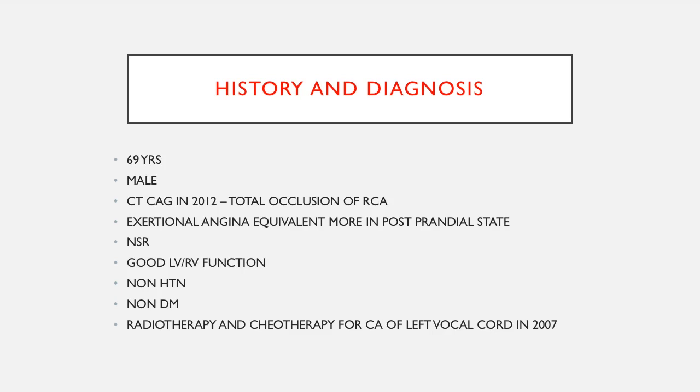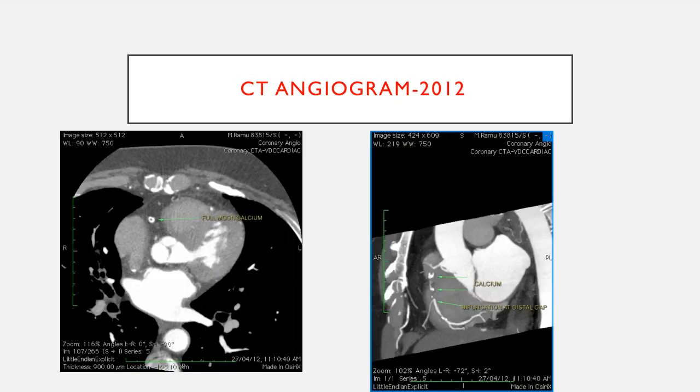Now he came with exertional angina equivalent, more in the postprandial state, with a normal sinus rhythm and good LV and RV function. There is no RWMA in the RCA territory, suggesting a completely viable territory. He is non-hypertensive, non-diabetic, and underwent radiotherapy and chemotherapy for carcinoma of the left vocal cord in 2007, but no subsequent recurrence.